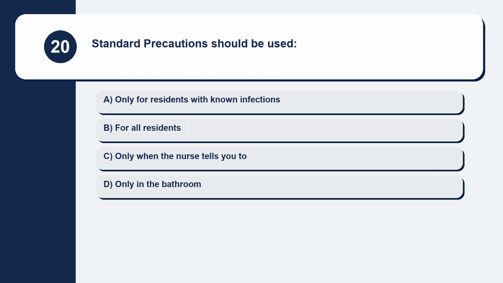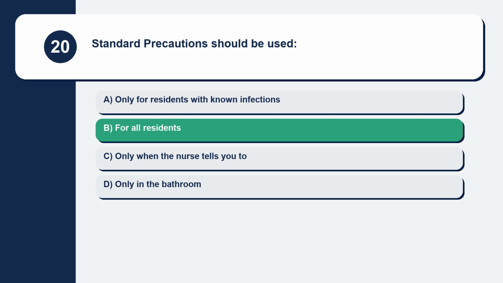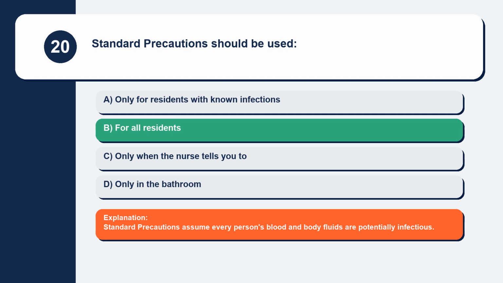Question 20. Standard precautions should be used only for residents with known infections. For all residents. Only when the nurse tells you to. Only in the bathroom. Standard precautions assume every person's blood and body fluids are potentially infectious.